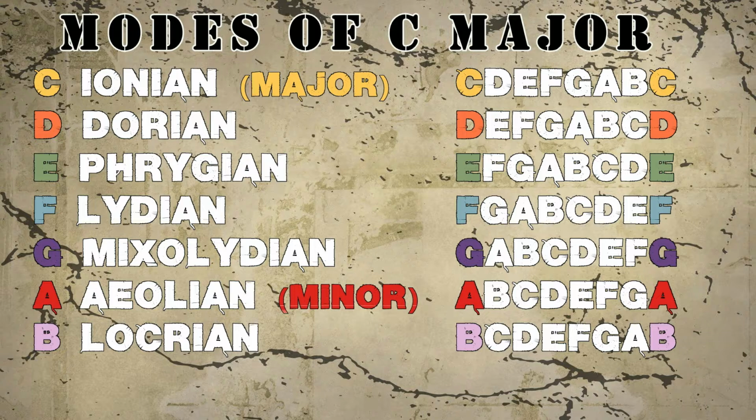That's what modes are in a nutshell, because every mode is based on a different tonic chord. For C major or C Ionian, it's a C major chord. For D Dorian, it's a D minor chord. For E Phrygian, it's an E minor chord. For F Lydian, it's an F major chord. For G Mixolydian, it's a G major chord. For A Aeolian, it's an A minor chord. And for B Locrian, it's a B diminished chord, which complicates things a bit.